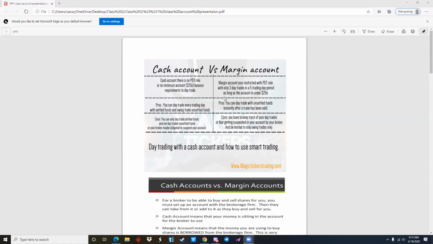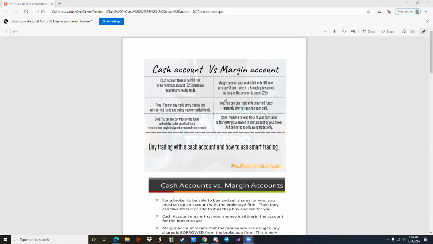Whenever you set up an account with your broker, a margin account is what they're going to want you to set up, because that's what they're going to make money off of. They're not going to make money off of you setting up a cash account, other than commissions. But with a margin account, they want you to take the risk. They want you to use their credit, as you will, to place a trade.